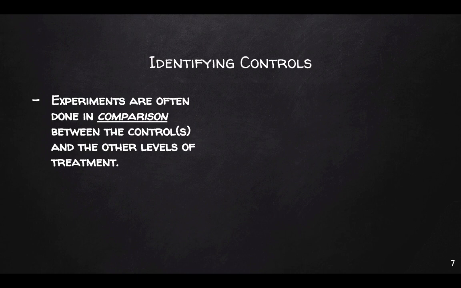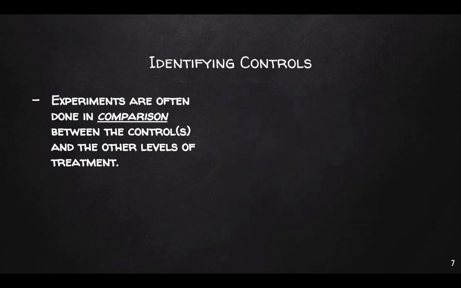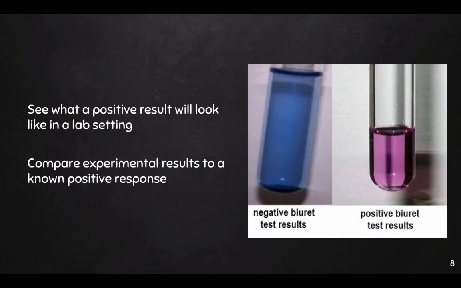That's right. So to give us a baseline to compare to, we need a control. A scientific control is a variation of the treatment which allows scientists to compare the experimental outcome to normal results. There are actually different types of controls. Positive controls show what the results will look like in a lab setting. They show what should happen.